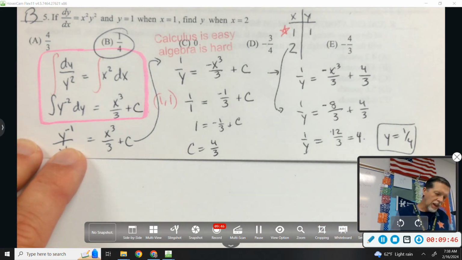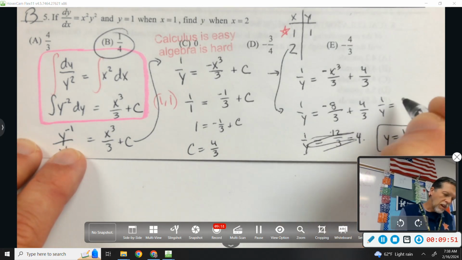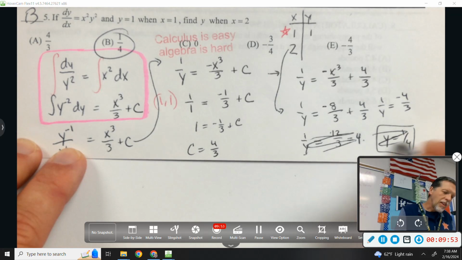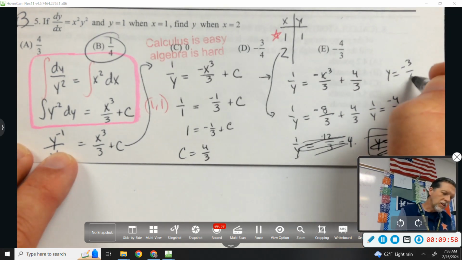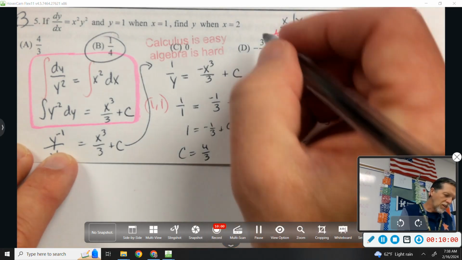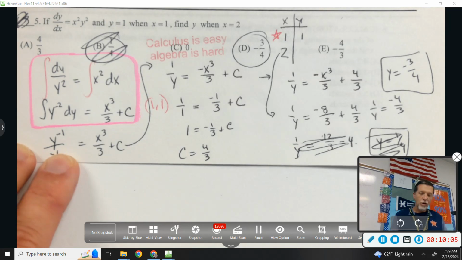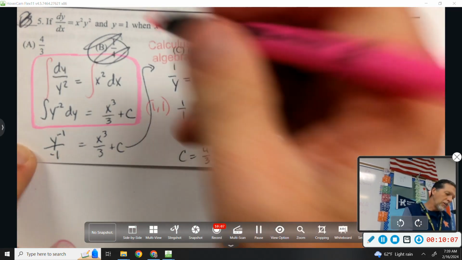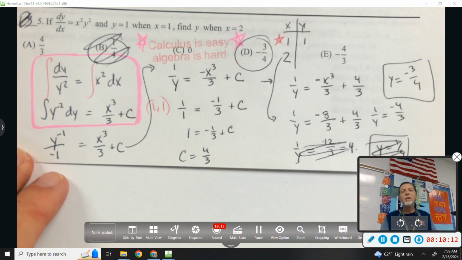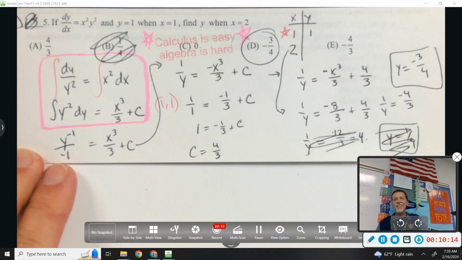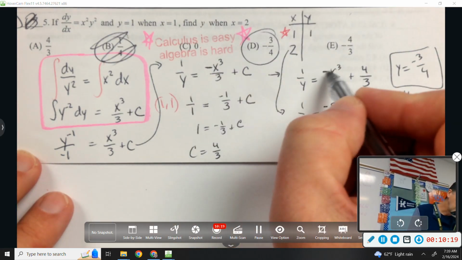Let's see. So negative 8/3 plus 4/3 would be negative 4/3. And then if I flip that over, I get negative 3/4, which stands for choice D. Quite unintentionally, I earned the stamp on that one, right? I didn't mean to make a mistake, but I certainly did. Actually, it wasn't even an algebra mistake. It was just not copying down the negative sign over.